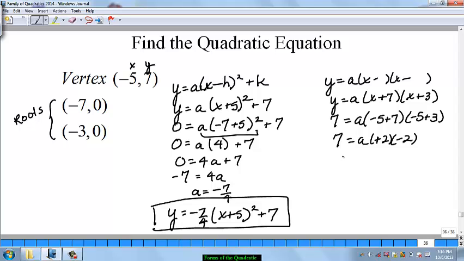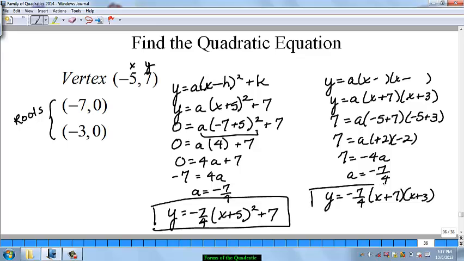Now I have 7 equals negative 4a, or a equals negative 7/4. So the a is the same. It's just going to look different the rest of the way, because now I'm going to plug it back up in here. So I have y equals negative 7/4 in the a spot, and then it's going to be x plus 7, x plus 3. Even though that looks different, if you were to graph them both, it'd be the exact same parabola. We were able to do both of them.